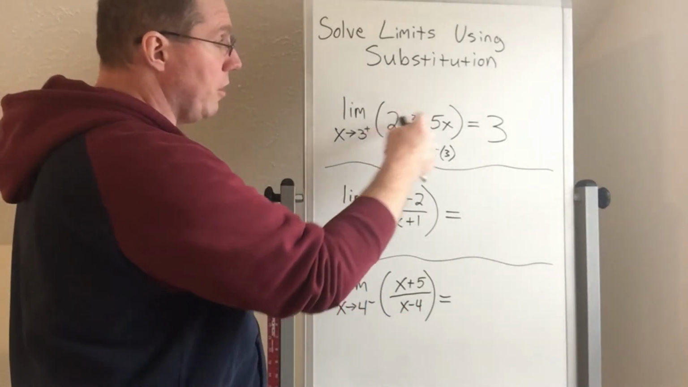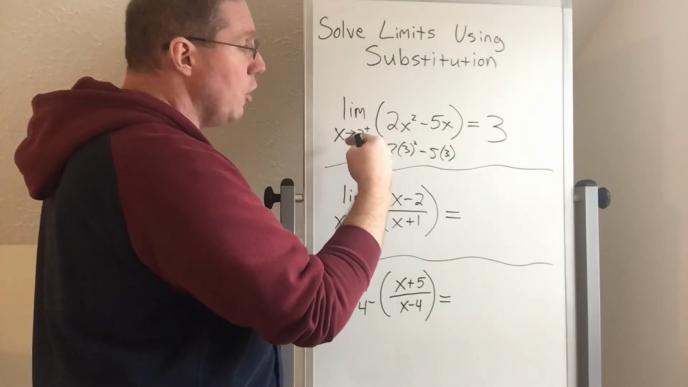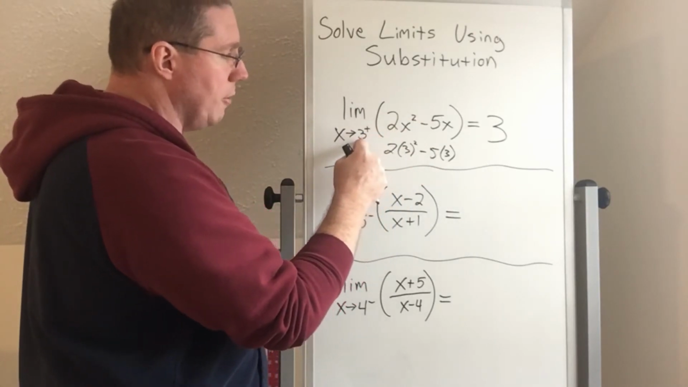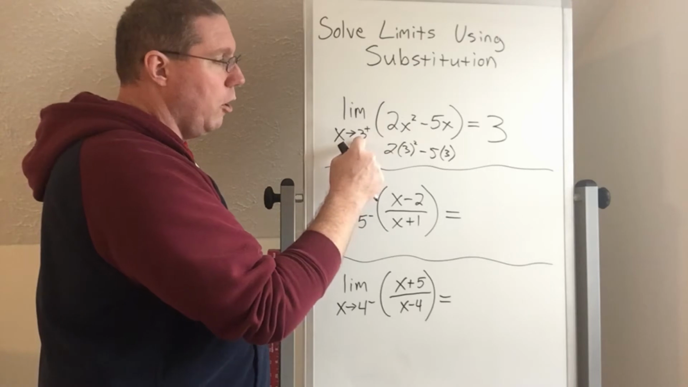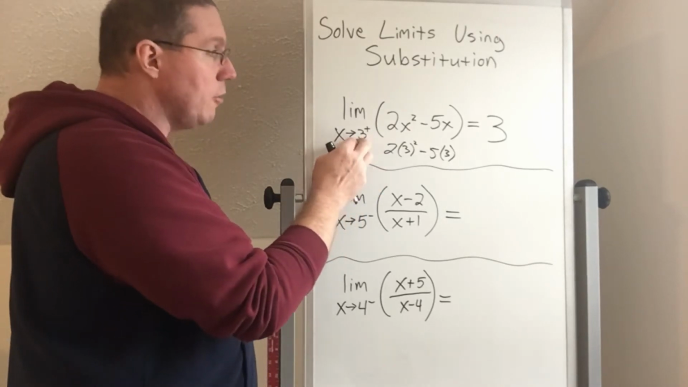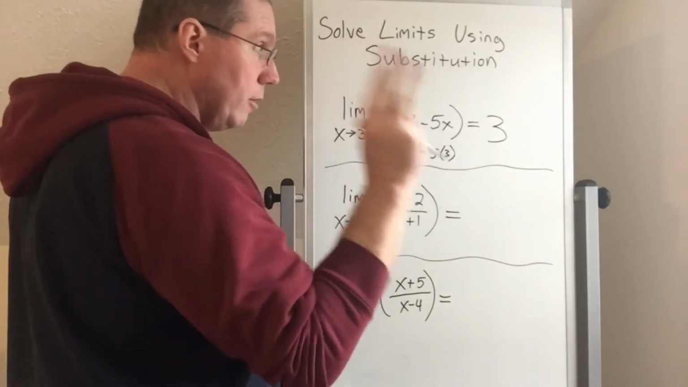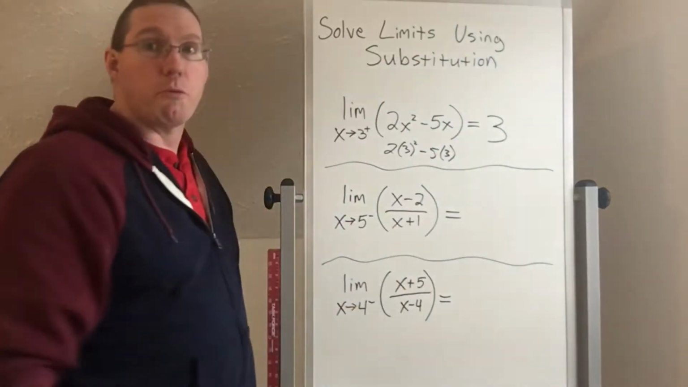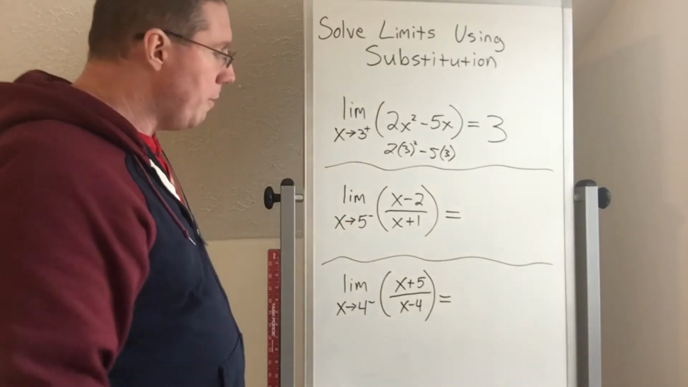If you were to do this with a calculator, you would find that if you had here 3.1, 3.01, and 3.001, the output values, by plugging those numbers in, are getting very close to 3 as well, okay?